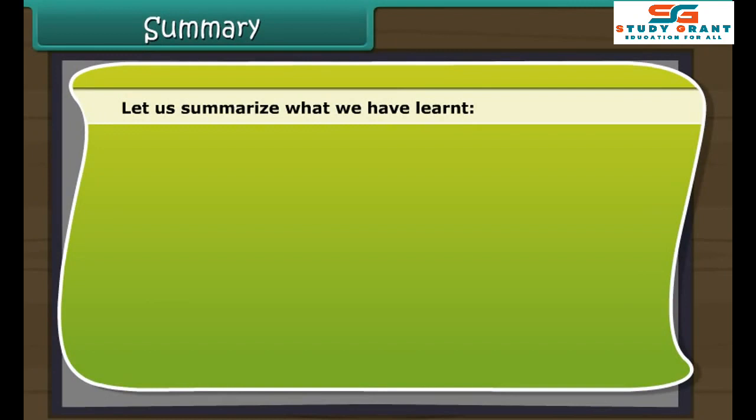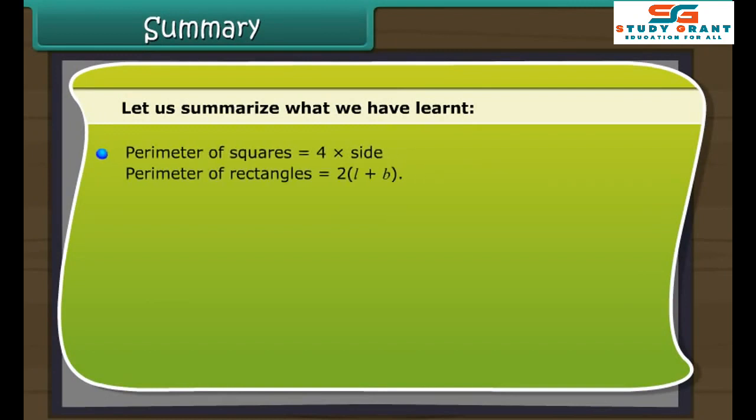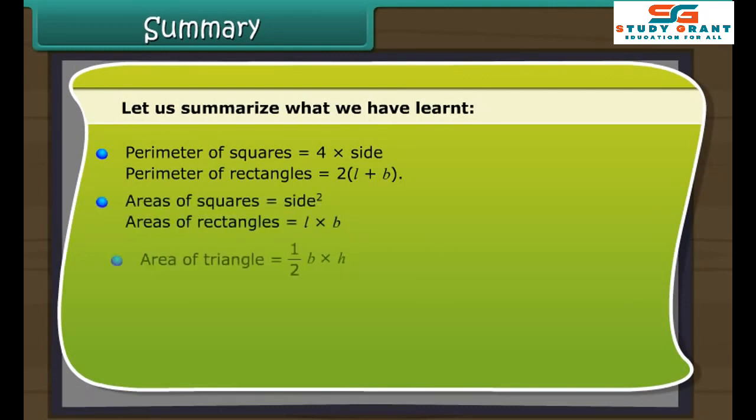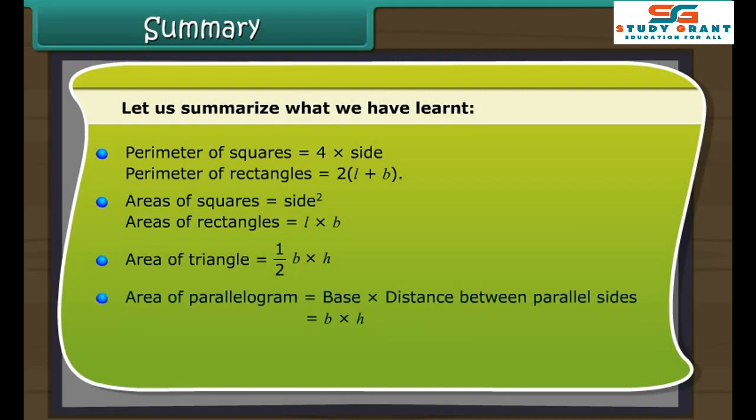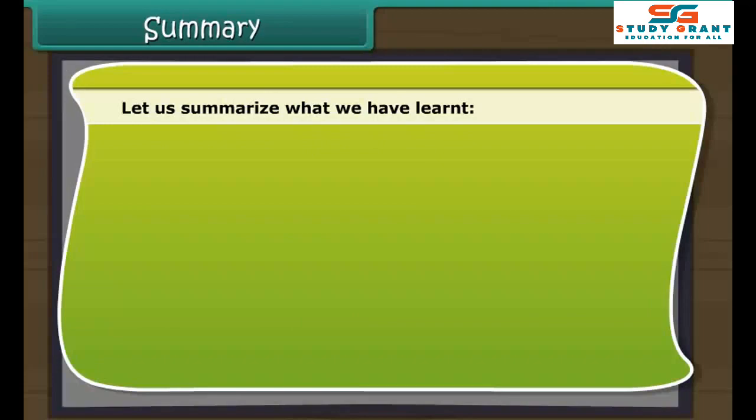Let us summarize what we have learned. Perimeter of squares and rectangles, areas of squares and rectangles, area of a triangle, area of a parallelogram, circumference and area of a circle.